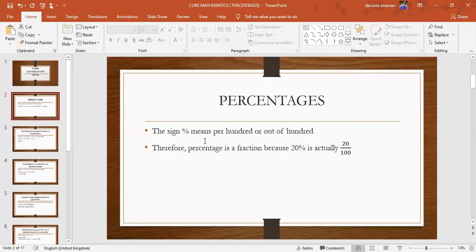And that 95% is 95 over 100. That 50% is 50 over 100. That 20% is 20 over 100. Therefore, a percentage is a fraction. A percentage is a fraction because 20% is 20 over 100.